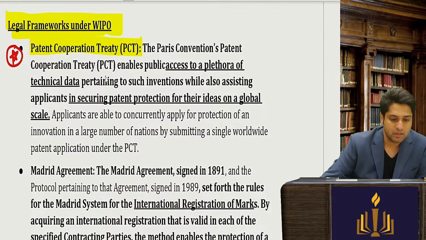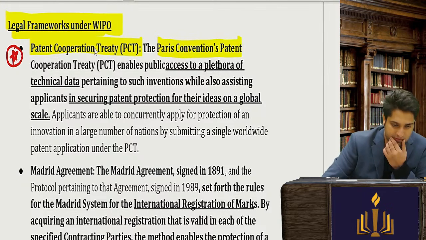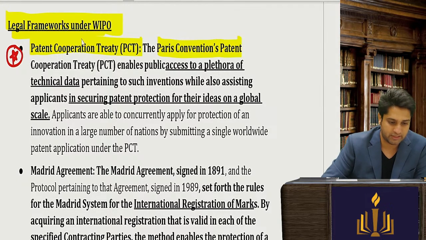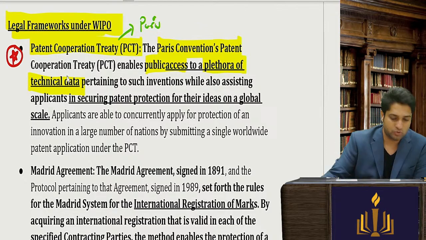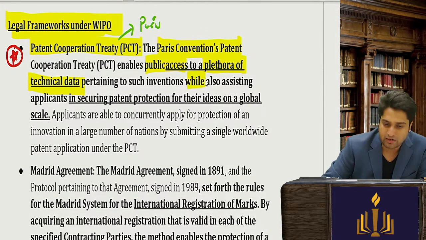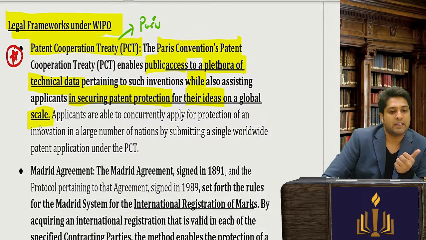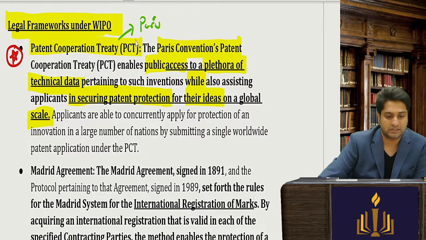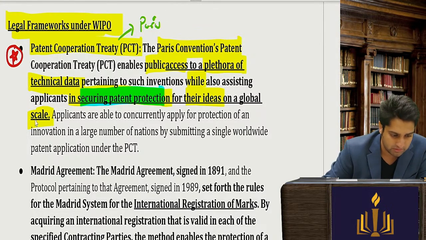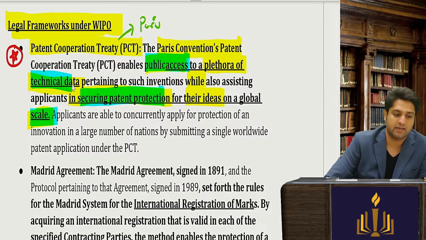So the Patent Cooperation Treaty, this was in Paris, enables public access to a plethora of technical data. So you get public access to a wide range of technical data pertaining to such inventions, while also assisting applicants in securing patent protection for their ideas on a global scale. So again, same point: securing patents on a global scale and also getting access to technical data.